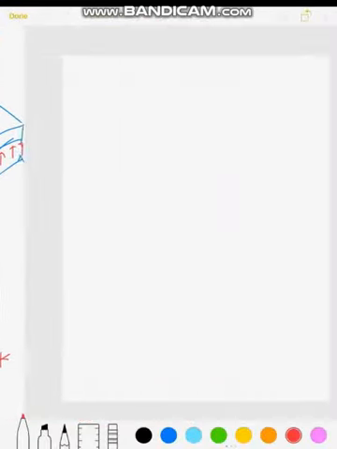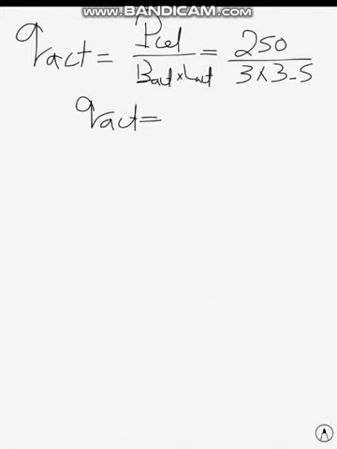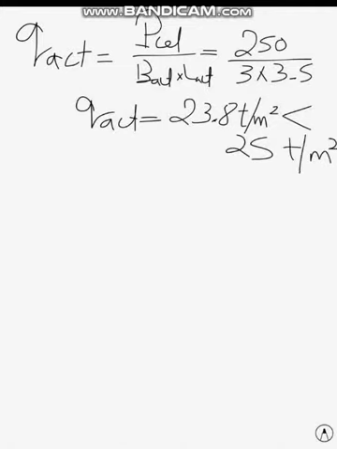After determining the actual dimensions, I have to determine the actual stress. Q actual is equal to column load over P actual times L actual. P column is equal to 250, L actual and P actual 3 by 3.5. So Q actual in that case will be 23.8 ton per meter square. You have to notice that this actual stress is less than or equal to the allowable net bearing capacity, which was 25 ton per meter square.